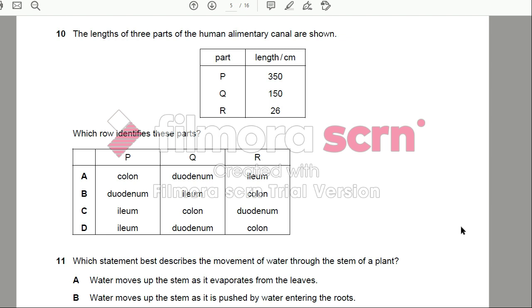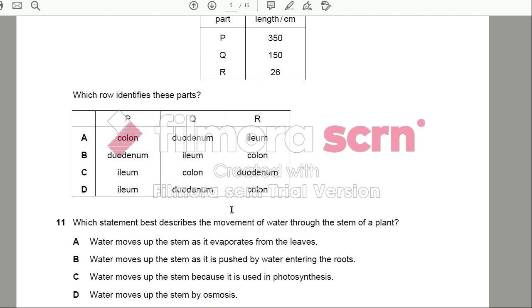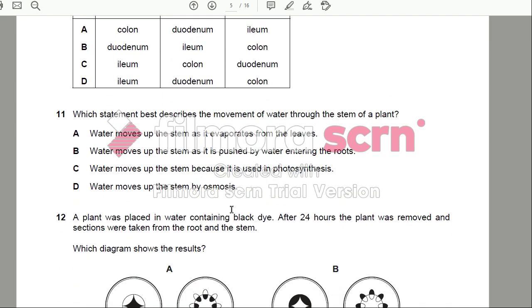So in that case C will be the right answer, because ileum is the largest with 350 centimeter length, colon with 150 centimeter, and finally duodenum, that is R, with 26 centimeter length. So C is the correct option. Now we move to question number 11.